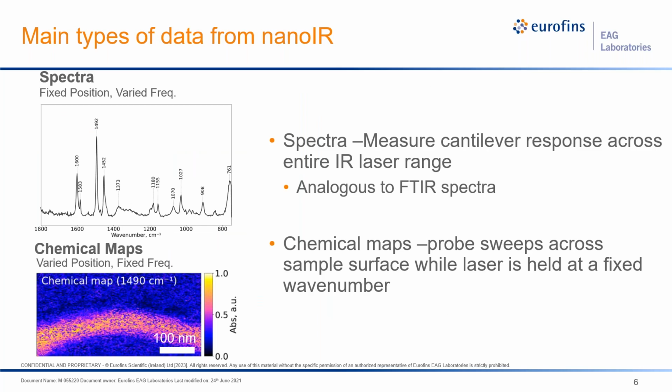So in terms of the data that comes out of the nanoIR, there are 2 main types or classes. There's the spectra, where you measure the cantilever response across the entire IR laser range, and these are analogous to FTIR spectra. And we also have chemical maps where we essentially sweep the probe across the sample surface while the laser is held at a fixed wave number.